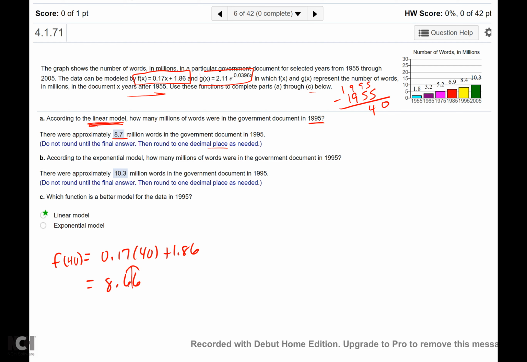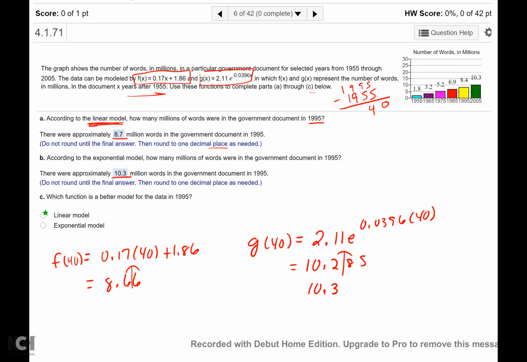According to the exponential model, so now we're using g of x, how many millions of words were in the government document in 1995? So still we have the 40 years, so we're finding g of 40, which would be 2.11 e to the 0.0396 times 40. So if I type that in very carefully, 2.11 e caret parentheses 0.0396 times 40, close the parentheses, enter, you get 10.285, to the nearest tenth would be 10.3.